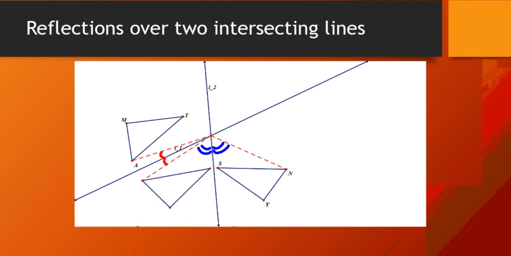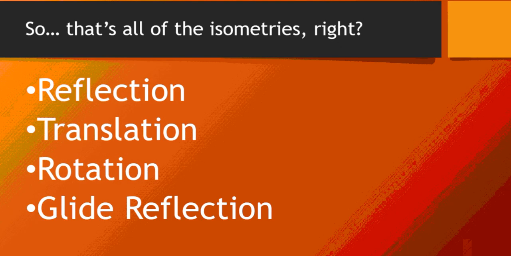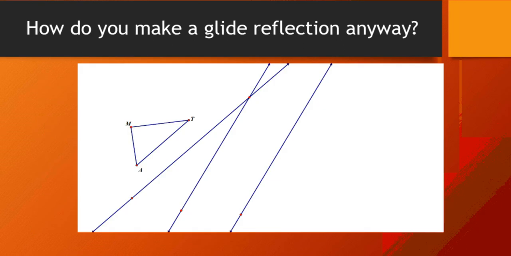So it seems like we've got a lot going on. And that's all the isometries, right? You got reflection, you got translation, you got rotation. That's all there is, except that it isn't. Well, how do you do a glide reflection? Well, a glide reflection is a reflection and then a translation, right? And a translation is reflections over two parallel lines.